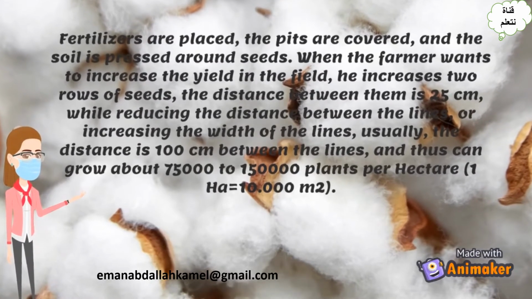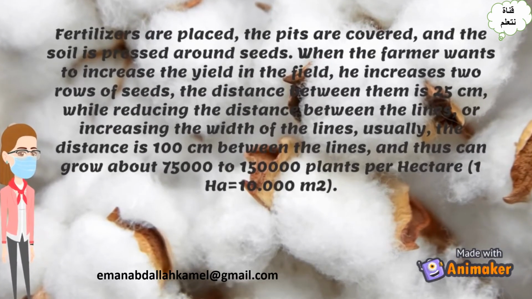Fertilizers are placed, the pits are covered, and the soil is pressed around seeds. When the farmer wants to increase the yield in the field, he increases to 2 rows of seeds. The distance between them is 25 centimeters, while reducing the distance between the lines, or increasing the width of the lines. Usually, the distance is 100 centimeters between the lines, and thus can grow about 75,000 to 150,000 plants per hectare. 1 ha equals 10,000 square meters.